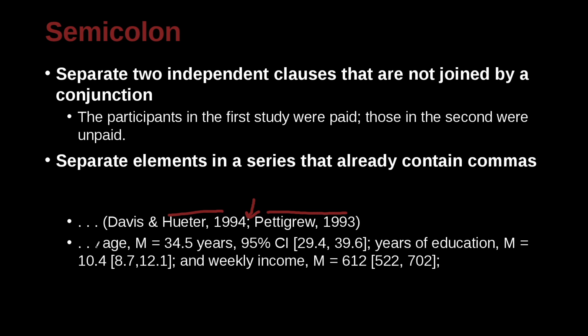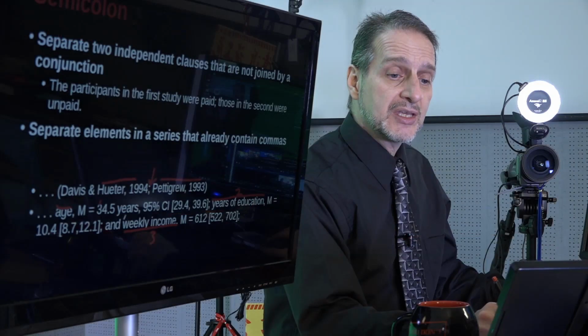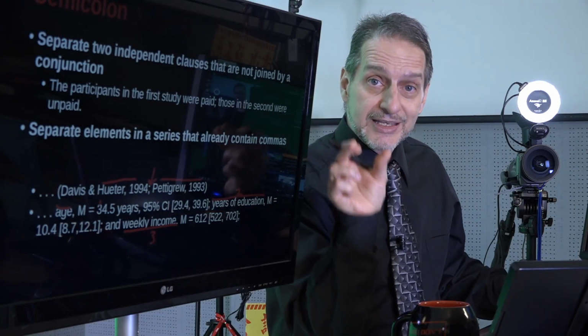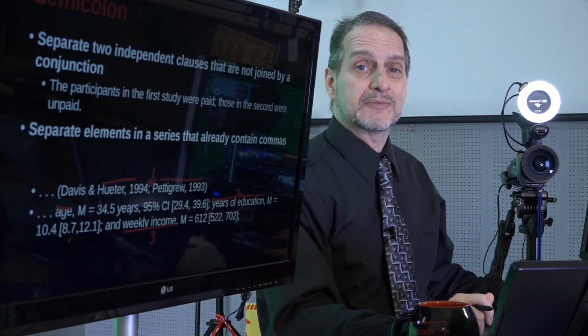And here we have another example. So writing a sentence, and we say age, M equals 34.5 years, comma, and 95% confidence interval, and then semicolon, years of education. So here we're talking about years of education, and here we're talking about age, and here we're talking about weekly income. So we have a list, 1 list, 2 lists, 3 lists. Remember, the items in a list are always going to be separated by a comma, but then the lists are separated by the semicolon.